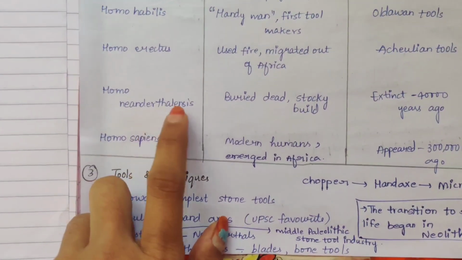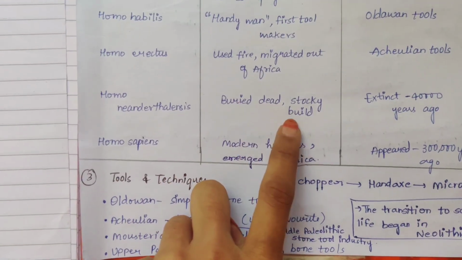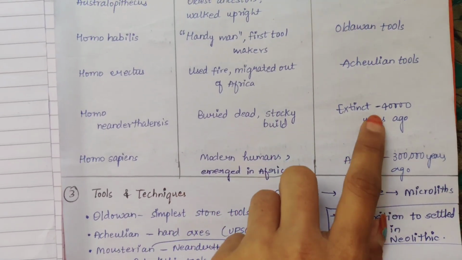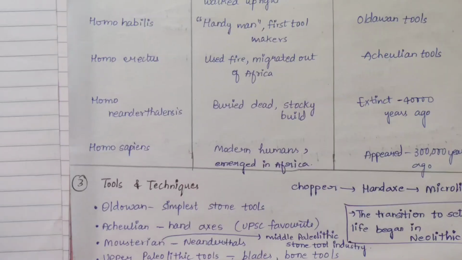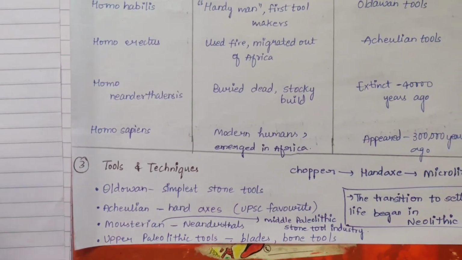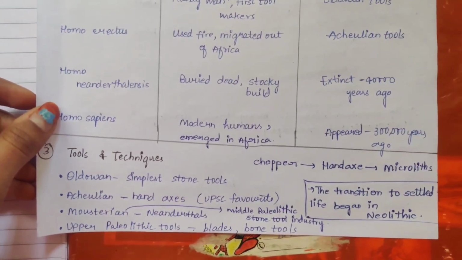And Homo neanderthalensis, they buried the dead and had a stocky build. Next, they went extinct 40,000 years ago. Homo sapiens are the modern humans, emerged in Africa, appeared 3 lakh years ago.